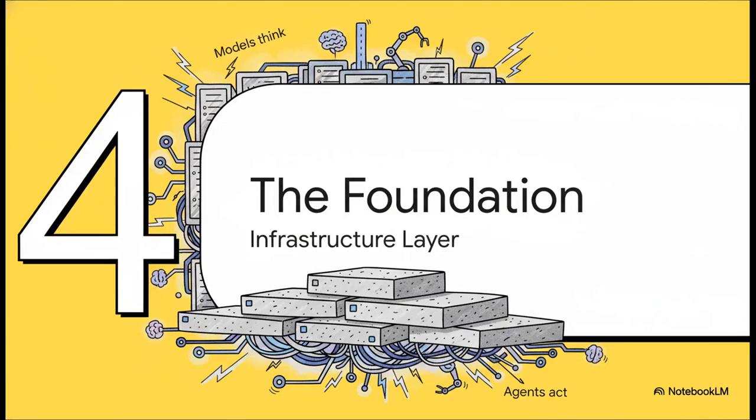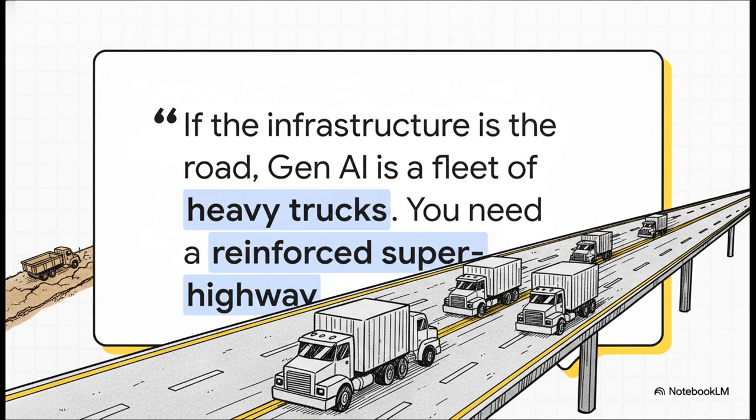Okay, we've made it. We're digging all the way down to the bedrock of our entire AI house. This is the infrastructure, the raw computational power that makes everything else even possible. It's what lets the models think and the agents act. And this is exactly why your standard company servers just won't cut it. I love this analogy. Think of Gen AI not as a car, but as a fleet of heavy trucks. You can't run that on a little dirt road. You need a reinforced superhighway of specialized infrastructure, or the whole thing is just going to crumble.